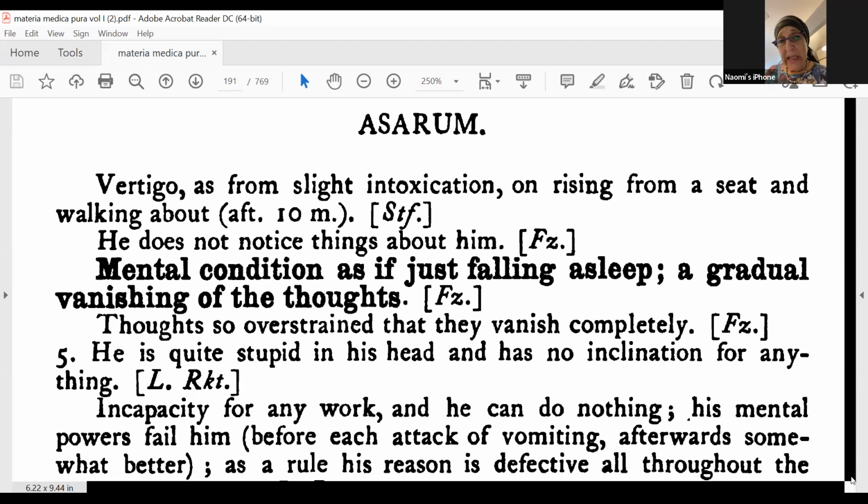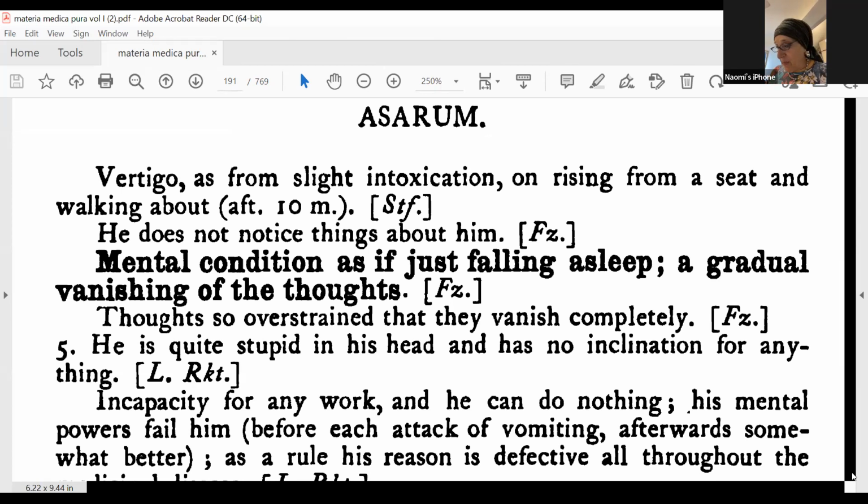Okay, and then he does not notice things about him. It means he might not be aware of things going on around him. For example, if somebody walked into the room, if a door slammed, he's just not aware of it.